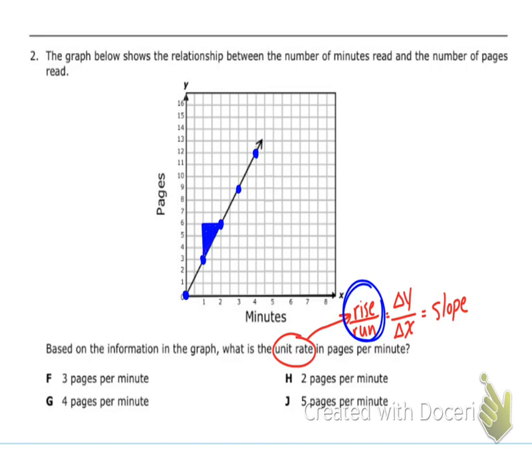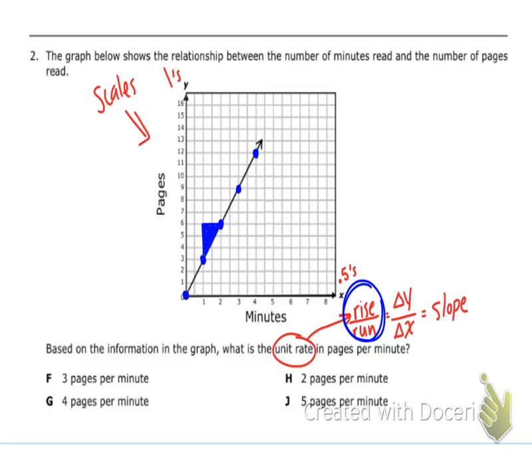Now, another thing to look out for when you do rise over run, it's any 2 points. But when you count, you do need to be careful with your scales. In fact, it's probably good to make note of what the scales are going by. On the y-axis, this is going by ones. However, on the x-axis, you should notice that it's actually going by 0.5s, or you could say halves. This is going to affect the way I count.